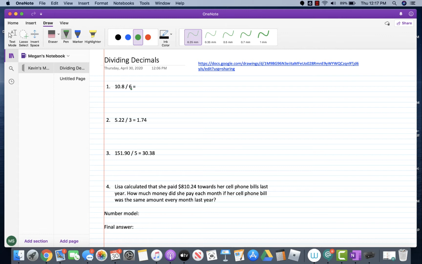10.8 divided by 6. Always ask yourself which number goes inside the bracket and why. The first number goes inside the bracket because it is first.